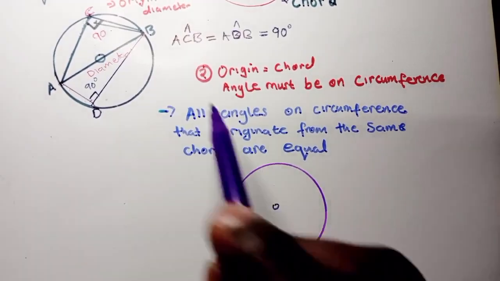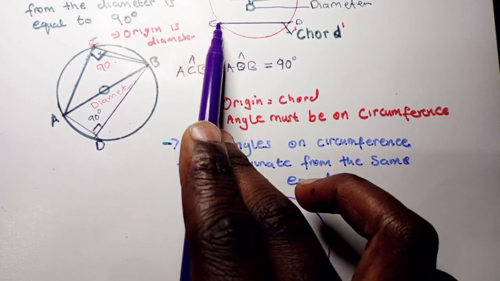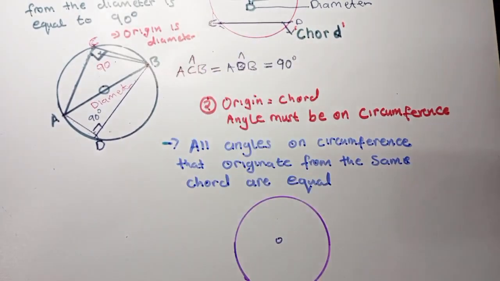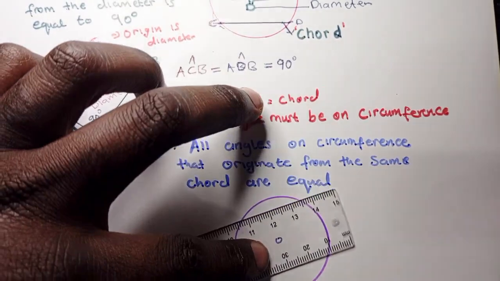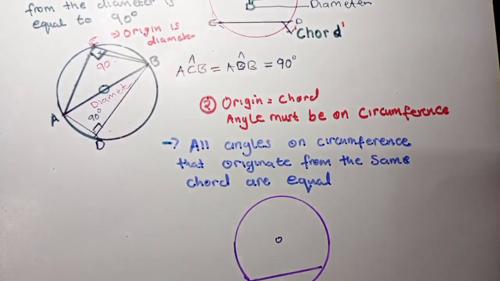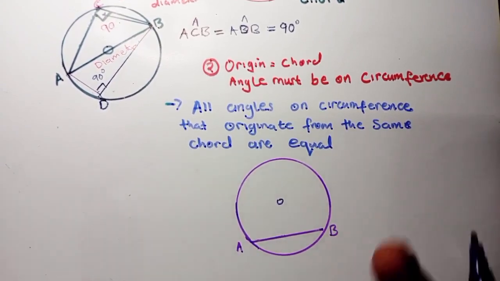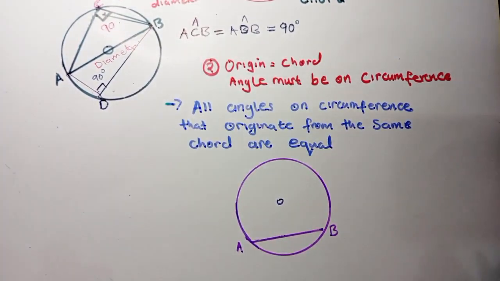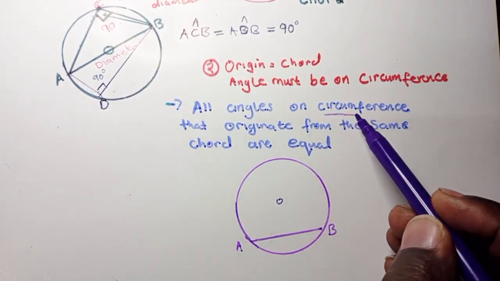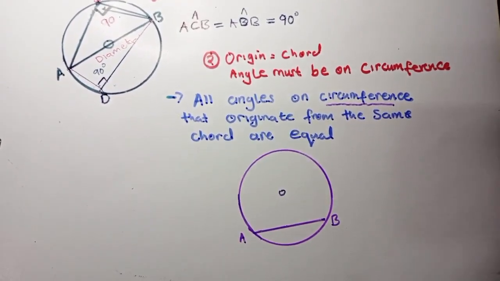So we know what a chord is. It's just a line. Here we say the chord is a line from circumference to circumference, but it doesn't pass through the center. So let's put a chord maybe here. We illustrate, and this chord we give it a name, AB. Now, all angles that originate from this chord, and they are on the circumference, this is the key word. They should be on the circumference.